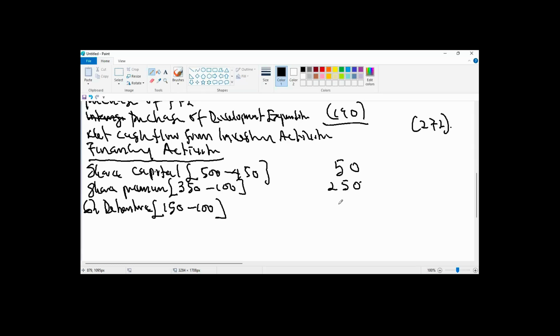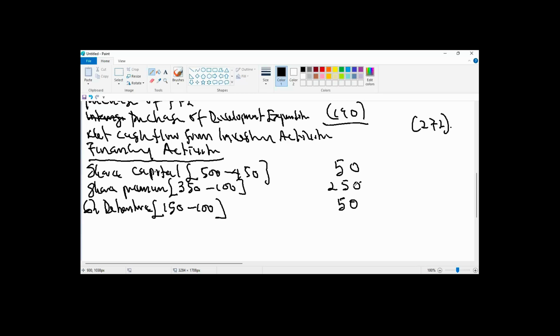How can it be outflow? It's an increase in liability, debentures. Okay, inflow. So an inflow of 50. Increase in liability: at the beginning was 100. For it to be 150 at the end, it has issued more debentures. Increase in liability.